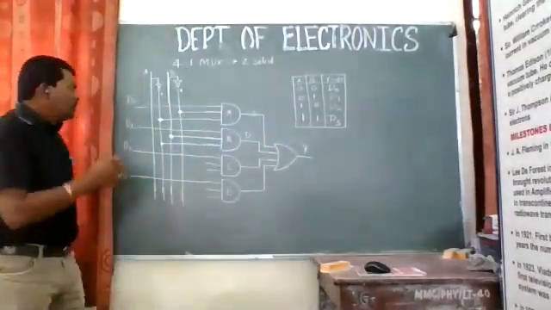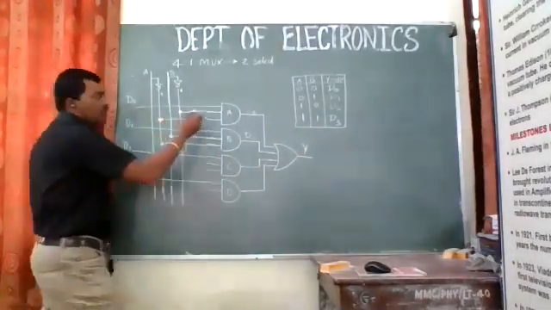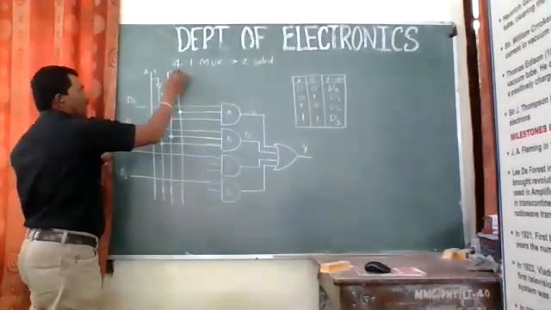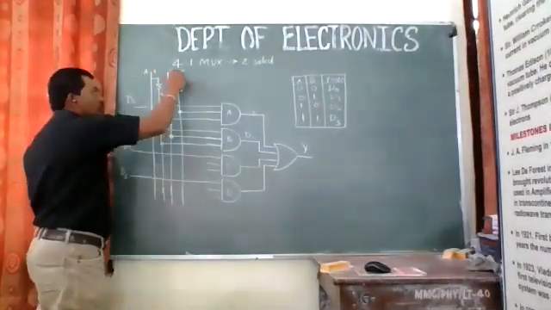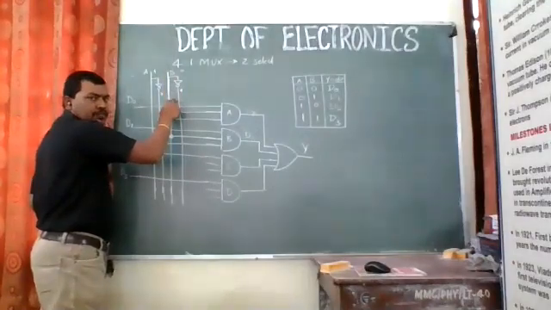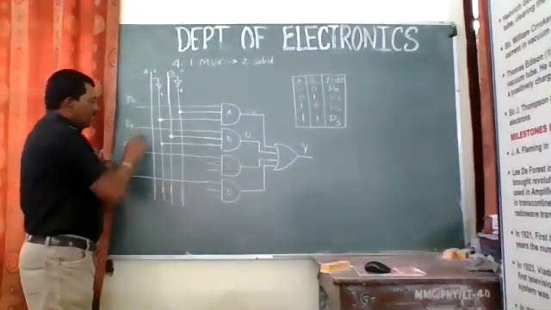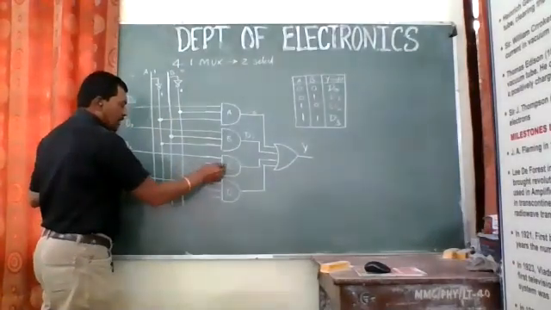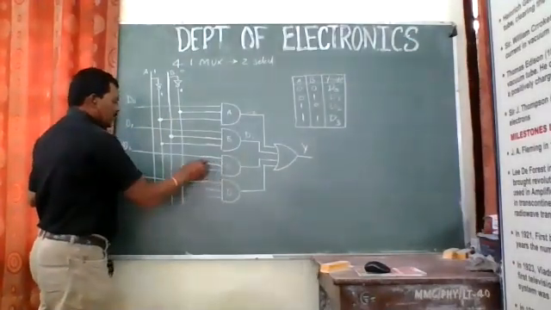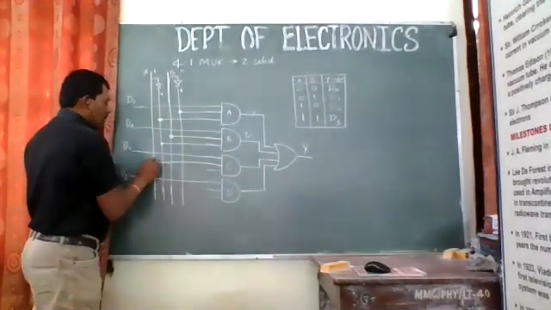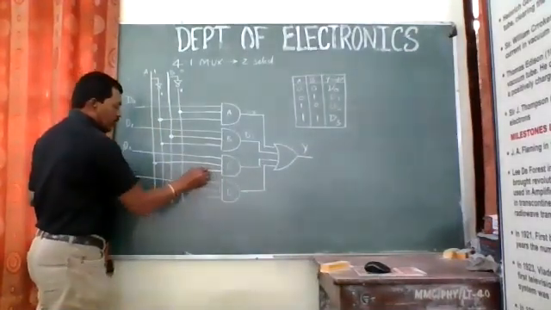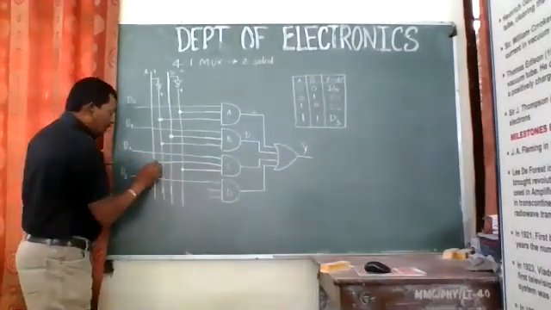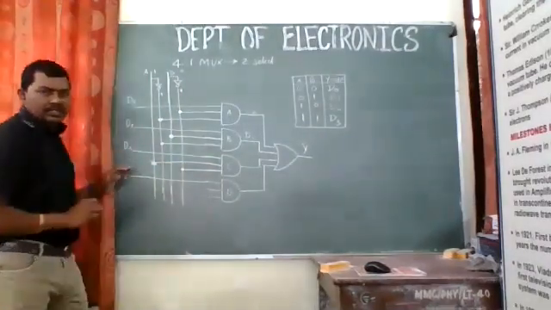So the output Y will be D1. Similarly, for the next code, that is 1 0, this is 1 and this is supposed to be 0. So the inverted output is to be selected for B, and for A, this A directly can be selected. So to enable the gate C, we directly put A over here, and this we connect to the inverted output of B. So this is how you make the connections.